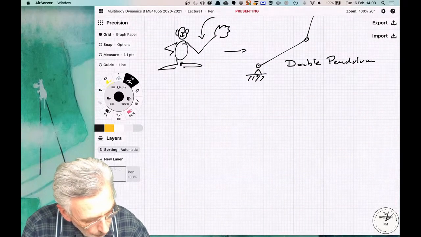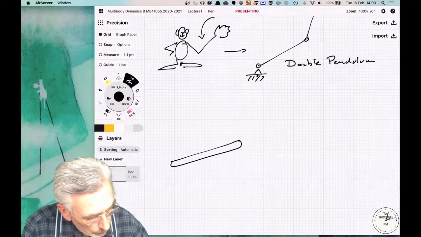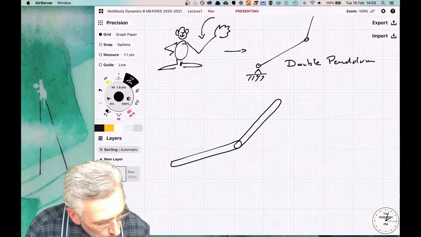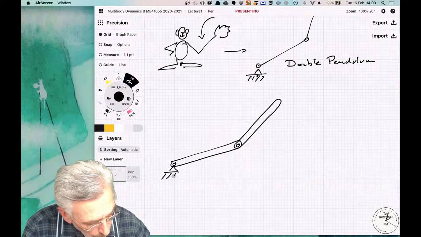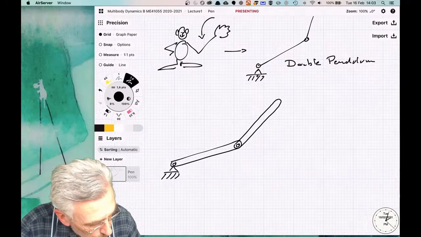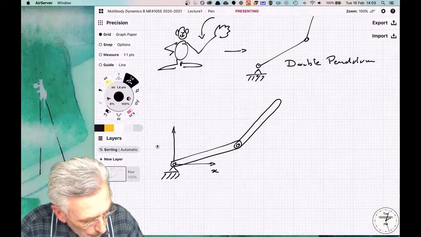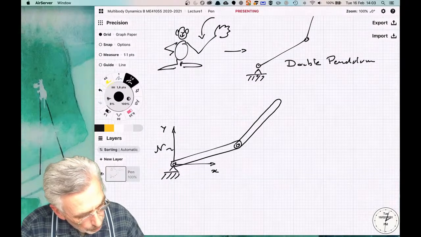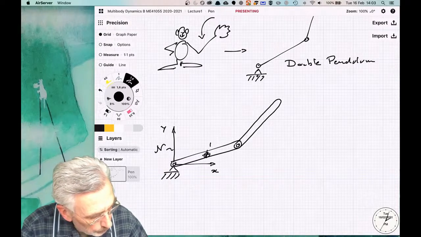So meaning we have one rigid body, and this is the second rigid body, right? Connected by hinges, and this is connected to the inertial frame. So let's put that frame there. X, Y, inertial frame. Then let's give it some, oh yeah, there's a center of mass, of course, of every body. So this is body 1, and this is what we call body 2.